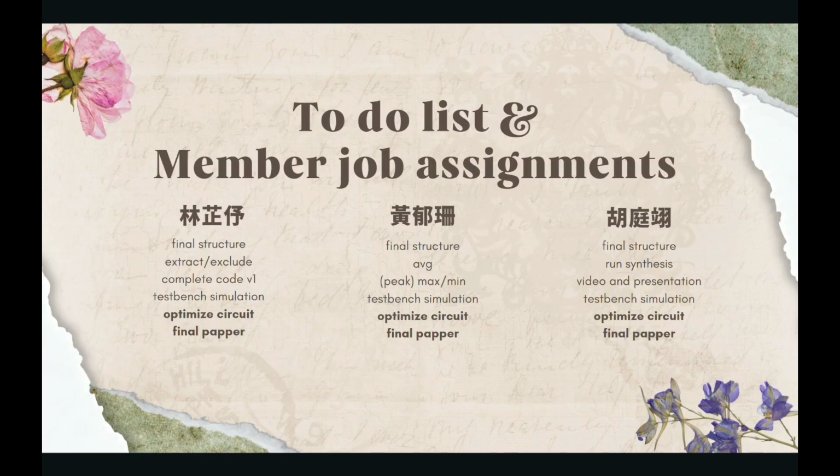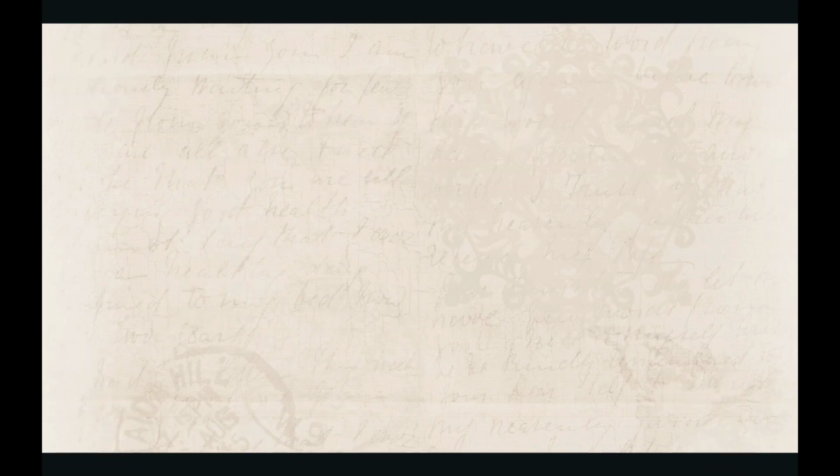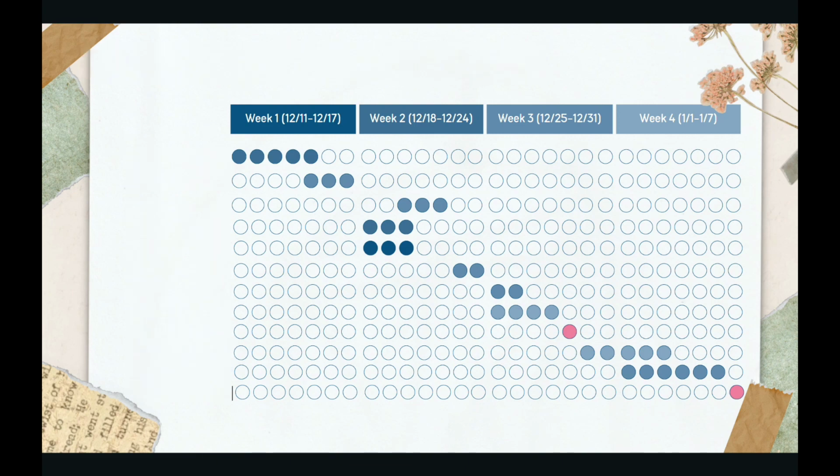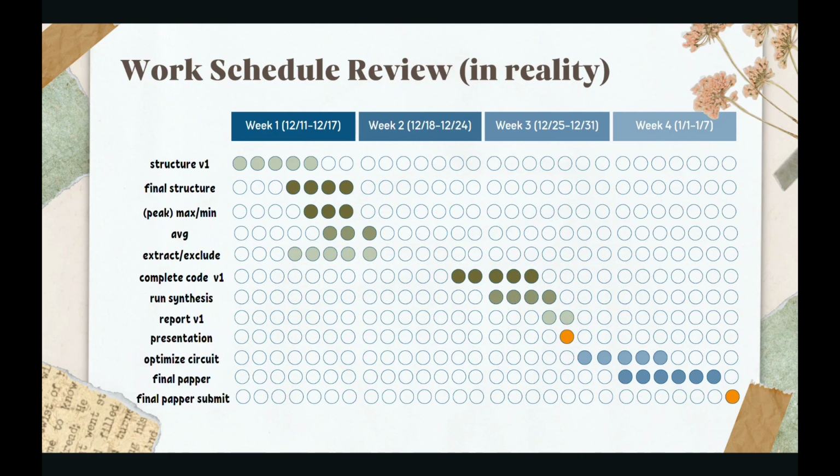Following is our to-do list and member job assignment. This is our ideal project work schedule that was scheduled in our previous presentation. And here is the work schedule in reality. It was lucky that our exams were held on different days, so we could make progress in the very first days. However, our progress stalled for several days due to the final exam week. The postponement makes our progress frozen, and as a result, we have an intensive schedule at last. We hope we won't face the same problem again in our final paper submission.